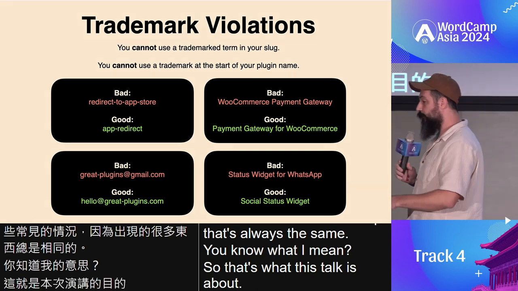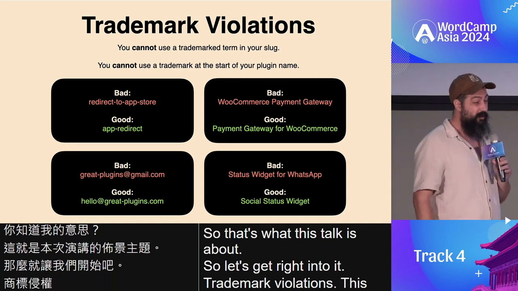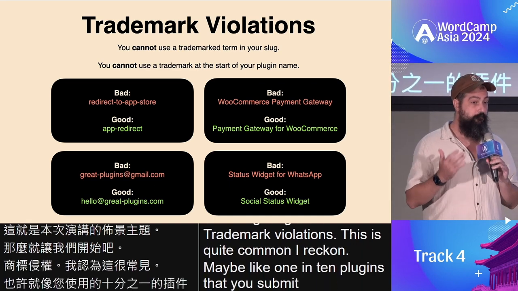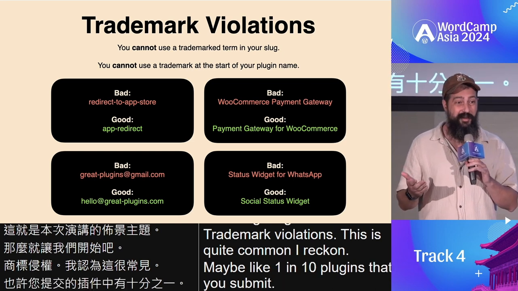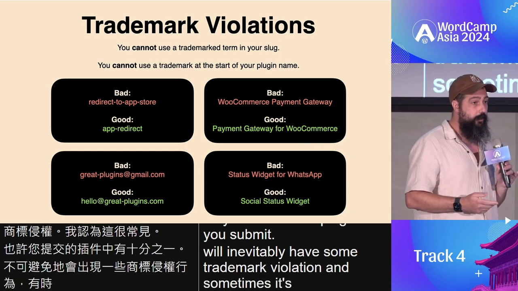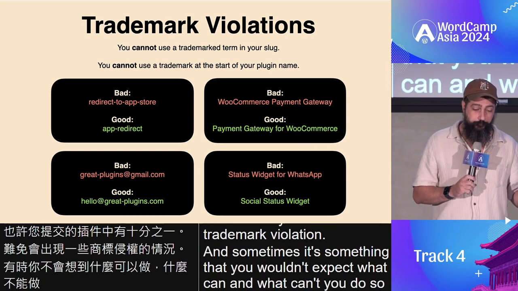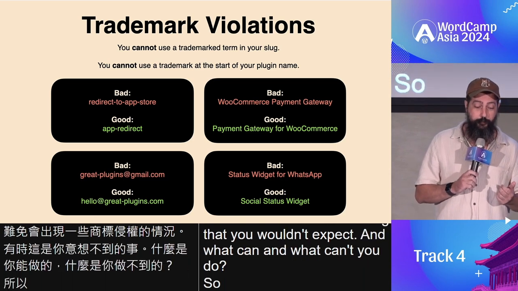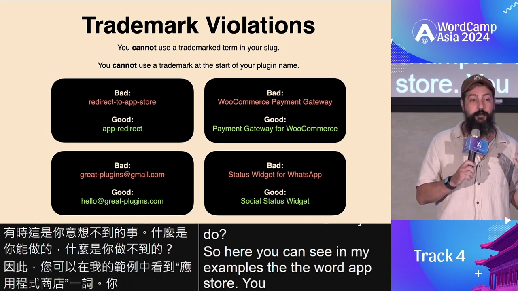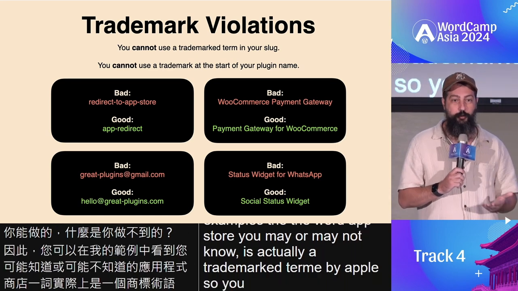So let's get right into it. Trademark violations. This is quite common. I reckon maybe 1 in 10 plugins that you submit will inevitably have some trademark violation. And sometimes it's something that you wouldn't expect. What can and what can't you do? So here you can see in my examples, the term App Store, you may or may not know, is actually a trademarked term by Apple. So you can't have App Store in your plugin name.